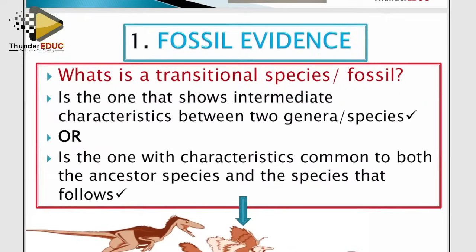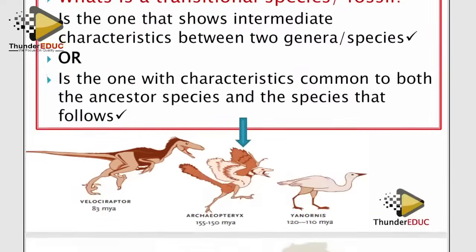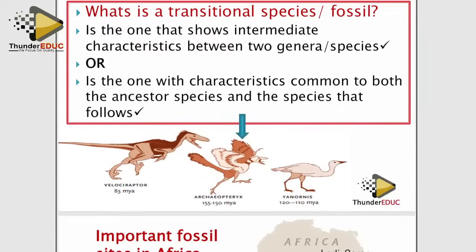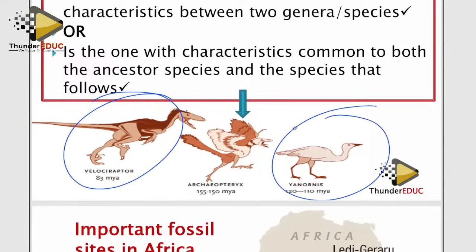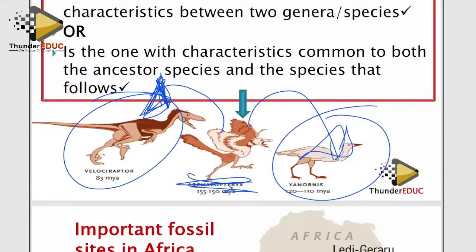Fossil evidence. You need to know what a transitional fossil is. Unfortunately, I'm not live. I would have shown you using the skulls, but I did a video on this. So a transitional fossil is between this and this. It has characteristics of the recent ancestor and the next generation. So it is in transit, moving from here to there. It has characteristics of both the ancestor and the descendant.